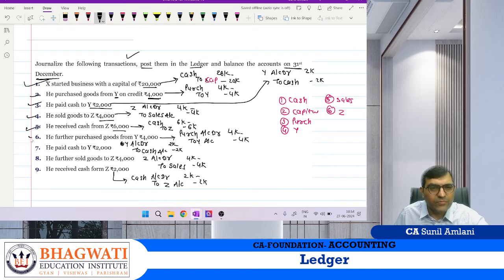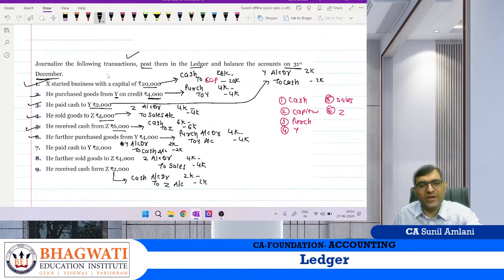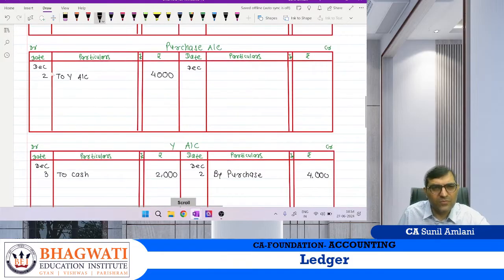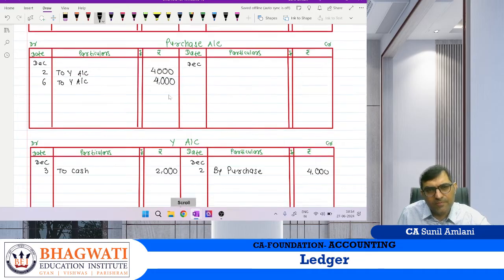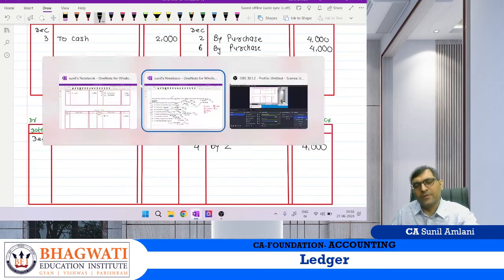Now sixth one, he further purchased goods from Z. Sorry, Y. 4,000. Purchased to Y. Same to same entry. Only date has changed. Date is 6th. So 6th. Purchase account debit to Y account. Amount 4,000 rupees. Here 6th by purchase, how much? 4,000.